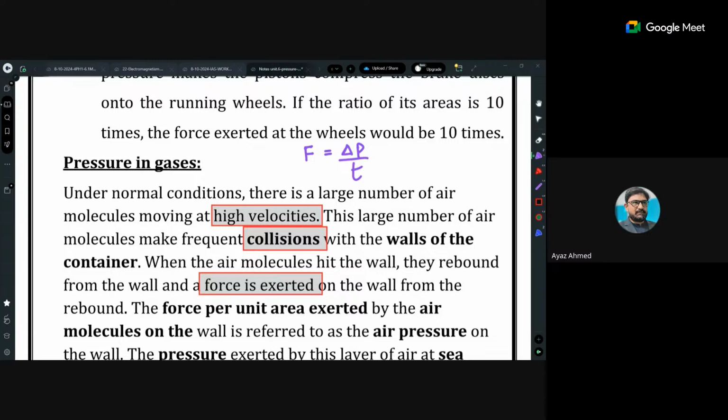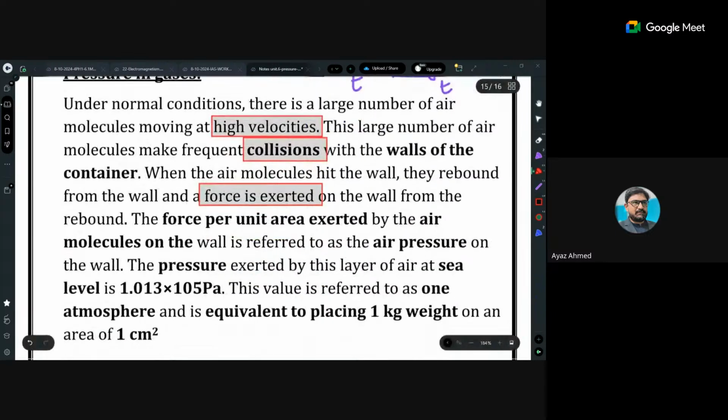Okay. So when the particles collide with each other and with the walls of the container, their velocities are changed, they rebound, and their momentum is changed. And when their momentum is changed, that change causes a force, and that force is exerted on a unit area of the walls. That is why force per unit area is equal to pressure. And there are several particles colliding at once. That's why the pressure is actually the sum of all the forces over there.